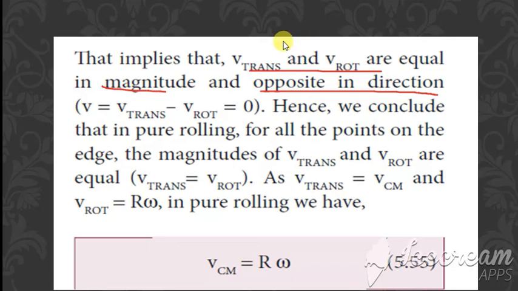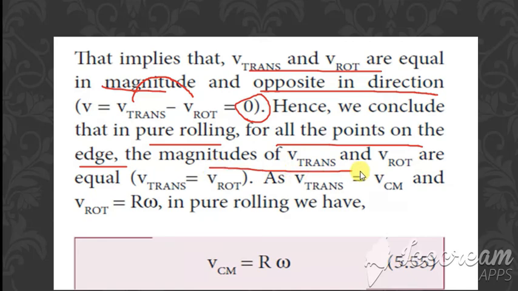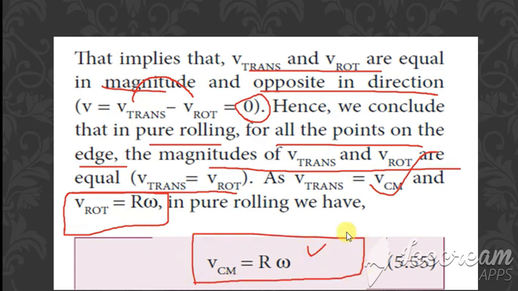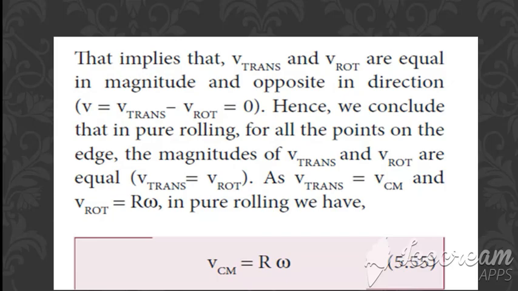So that is what is in this paragraph about the diagram. Okay, so V translational minus V rotational is equal to 0. Hence we conclude that in pure rolling, for all the points on the edge, the magnitudes of V rotational and V translational are equal. So we write the equation for V translational, which is V of cm. Then V rotational, V is equal to R into omega. This is the equation which we saw at the very first. So we can also write this as V of cm is equal to R into omega. Clear?